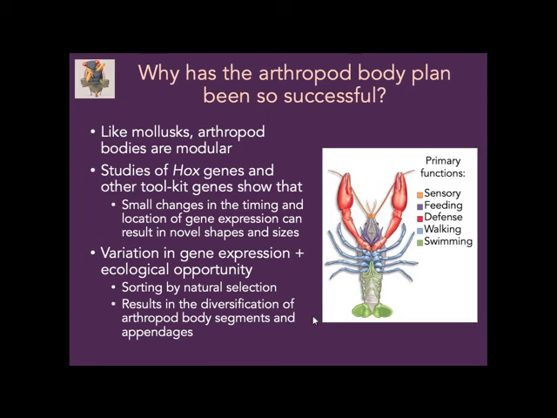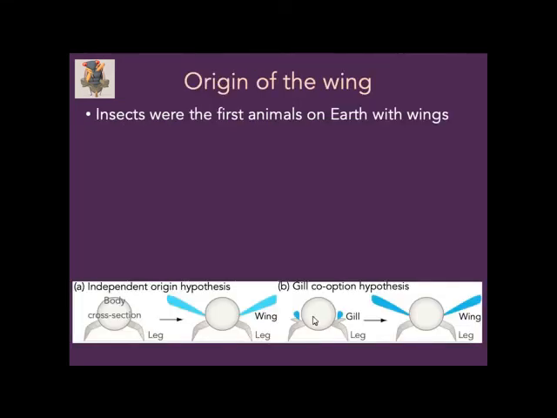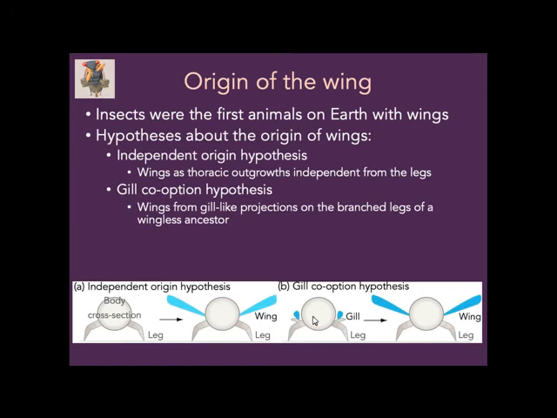So insects were the first animals on Earth with wings. So it must have been awesome when the first insect got up off the ground and there was nothing to chase it. There are two hypotheses about wings, where they came from in the insect. The first is an independent origin hypothesis. Independent meaning independent of the legs, so there was a completely separate outpouching of the thorax that became the wing. And then the second hypothesis is the gill co-option hypothesis. And so in a lot of arthropods, you see that the legs have these little kind of gill supports on them. And so the thought was that maybe the little gill supports would grow into becoming a wing.